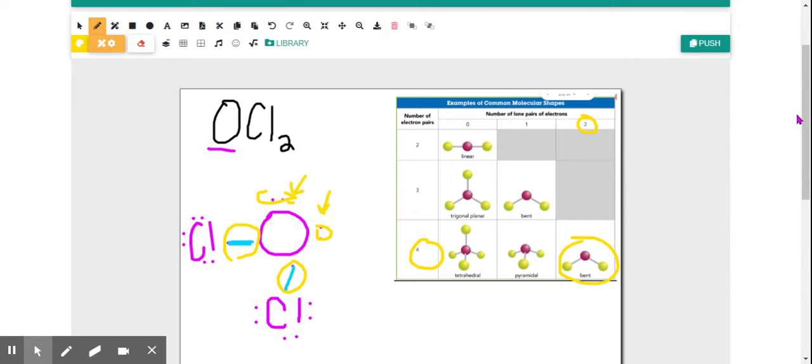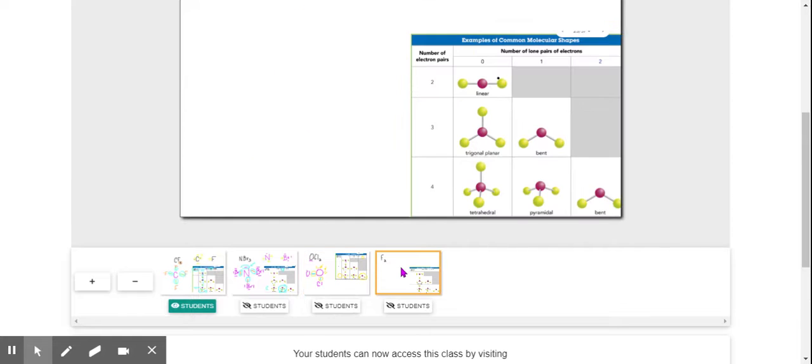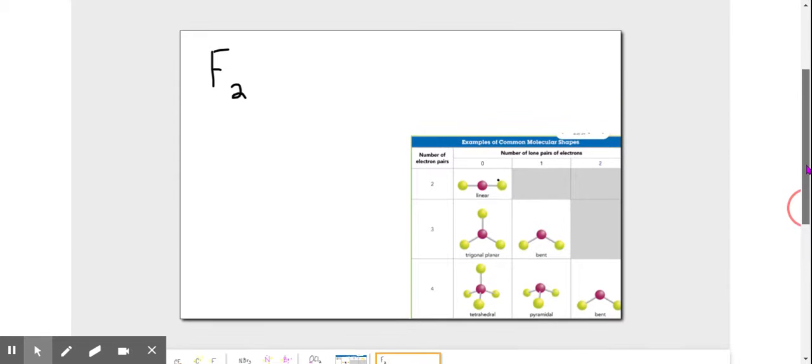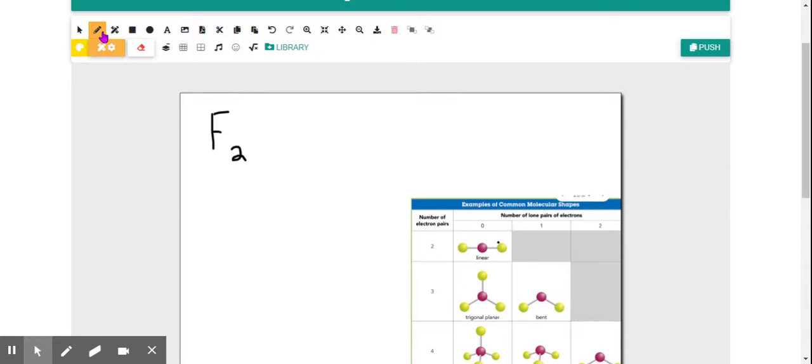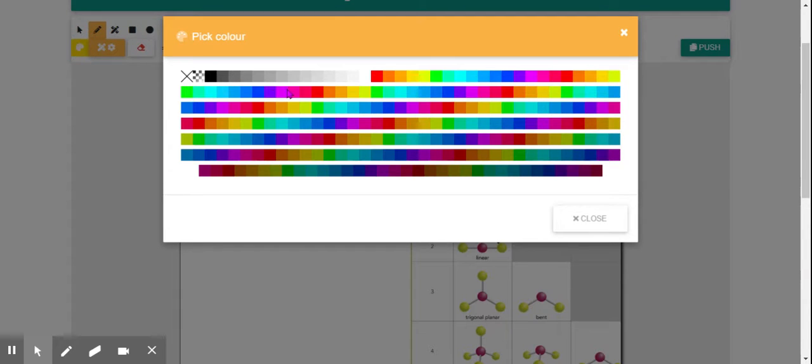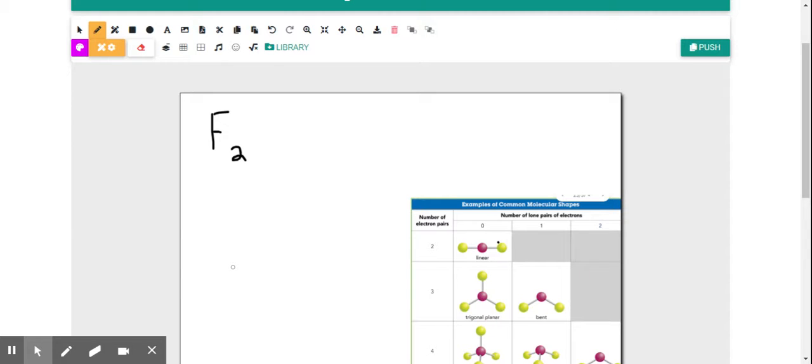Okay, so one more example. All right, and this one is one that everybody looks at like, I don't know how to do this. It's not that bad, I promise. We're always going to start the way we start. In this case, we have fluorine. We have 2 fluorine atoms. Now, here's what throws people off. They're like, wait, what's the central atom? Okay, now think about this.